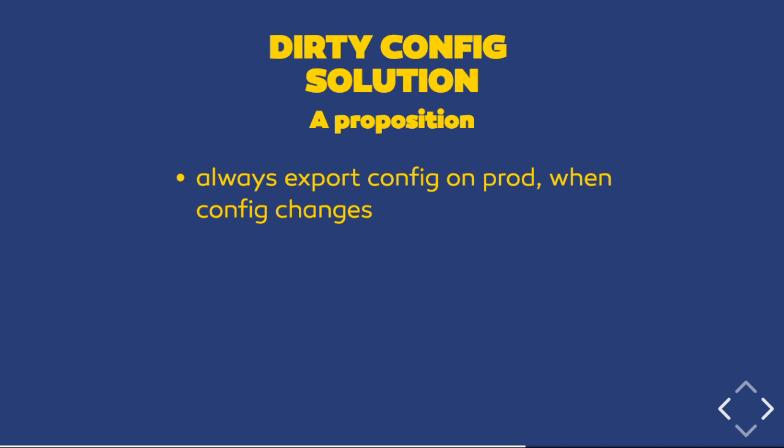And so a proposition we still have, and the module is yet to be created, needs to do the following. On the one hand, we could always export the configuration on production when configuration changes, with a service listener. You could always do a Drush export on production into this very template folder if anything changes. Or you could easily set a dirty flag on production in whatever variable.